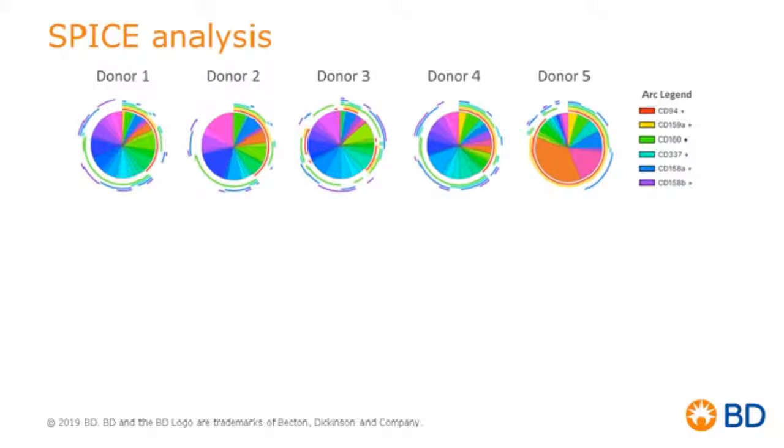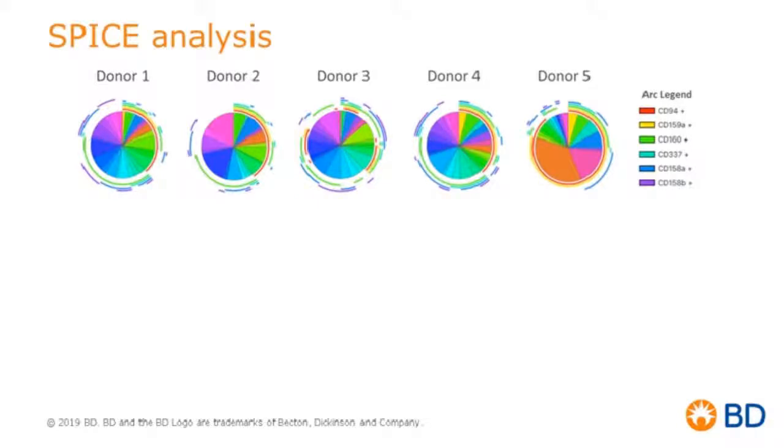And let me just spend a couple of minutes to go through the data representation if you're not familiar with this tool. What we're looking at here is that we've selected 6 markers out of all the 18 that we have, just to simplify the analysis for this webinar. And we selected 3 inhibitory and 3 stimulatory receptors.